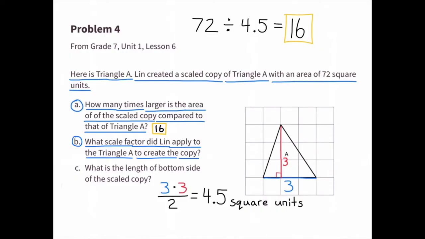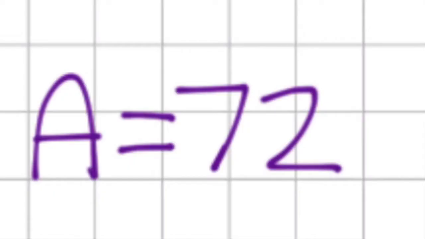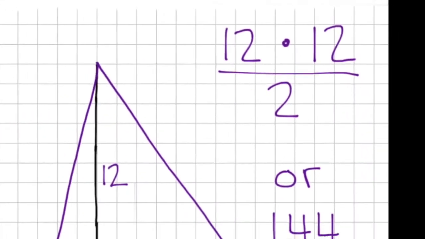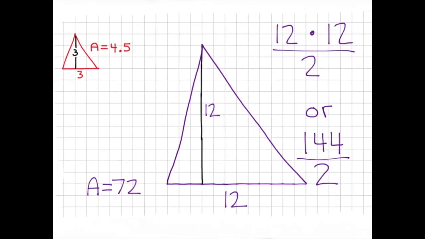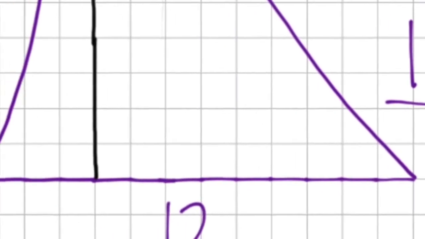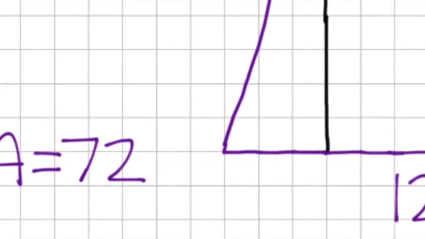B. What scale factor did Lynn apply to Triangle A to create the copy? The area of Lynn's scaled copy was 72 square units. 72 is half of 144, and I know that 12 times 12 equals 144. So if the base was 12 and the height was 12, the area of Lynn's triangle would be half of base times height, or half of 12 times 12. 12 times 12 is 144. Half of 144 is 72.